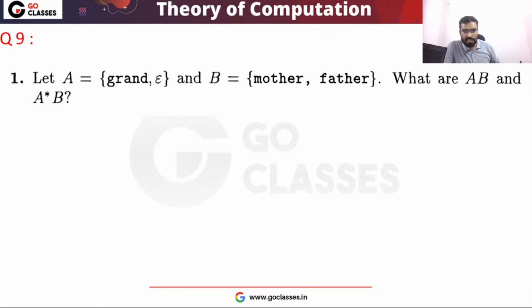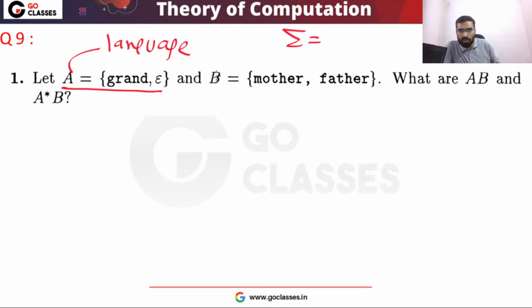Okay, let's see this. This is a very simple question. A is a language, and B is a language. Look at these two languages. Then what can be the alphabet? What do you think? The alphabet can be the English alphabet, correct? Okay, the alphabet can be the English alphabet.